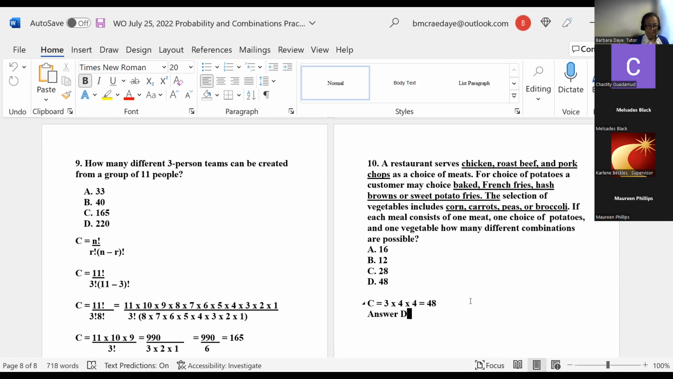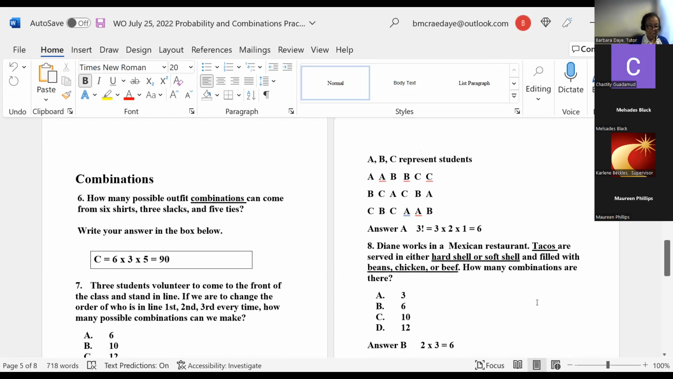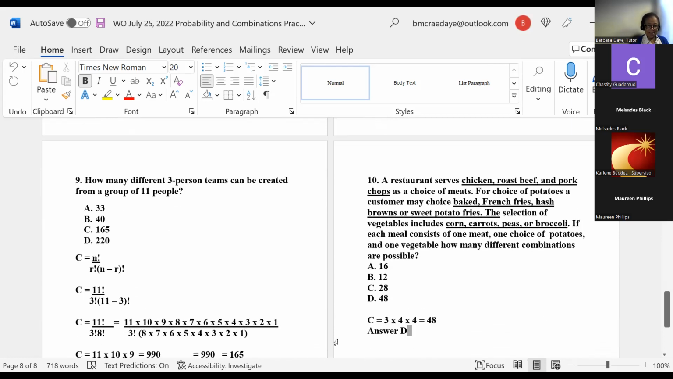You got it, Mercedes? No, ma'am, because I'm thinking I'm doing it a completely different way. I didn't understand it. I can challenge myself to do it again. It's just like the one we just did, like with the combination of outfits: 6, 3, 5, shirts, slacks, ties. Except here you've got meats, potatoes, veggies. Just plug them in, multiply them out, and you get 48 different combinations. Got it?